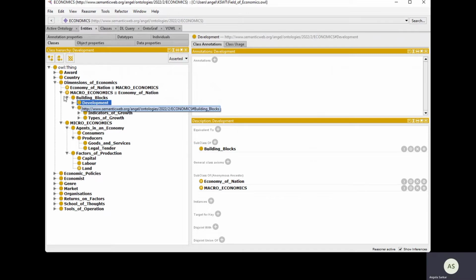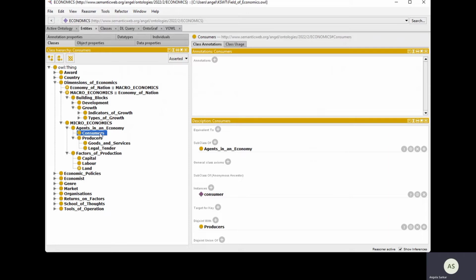So as you can see, dimension of economics, as we all know, constitutes large components and small micro individuals who are the agents in an economy, and the bigger concepts like growth and development. So the dimension of economics is divided into macroeconomics and microeconomics, which is replicated in this part of the ontology. There are producers and consumers under the subclass of agents in an economy, which is itself a subclass of microeconomics.